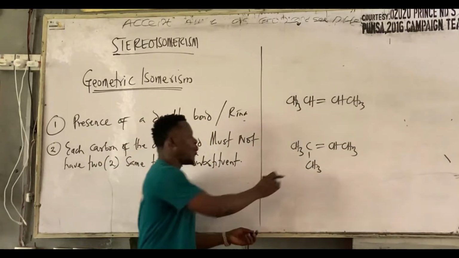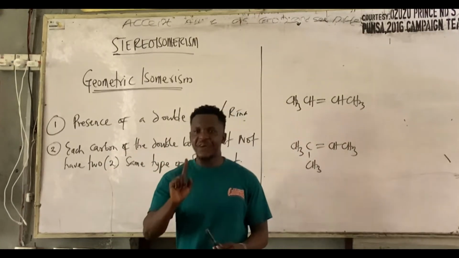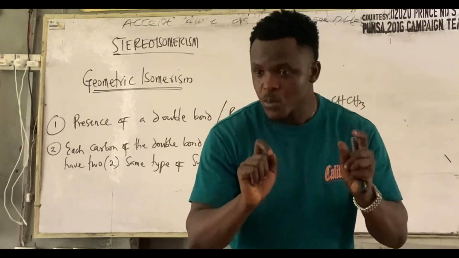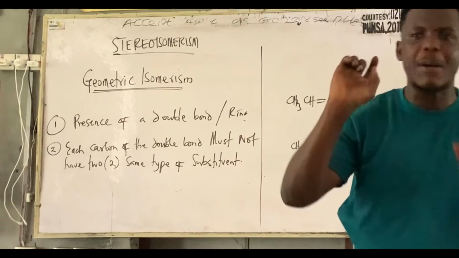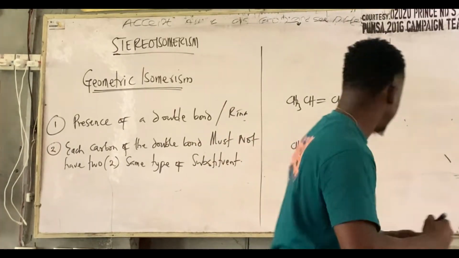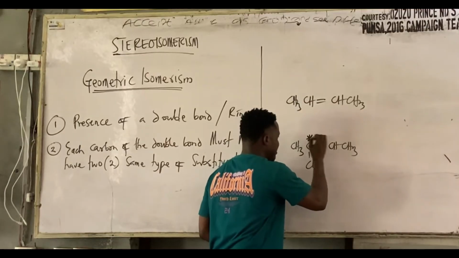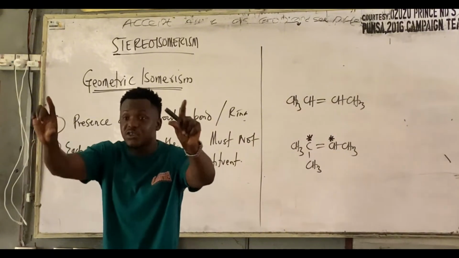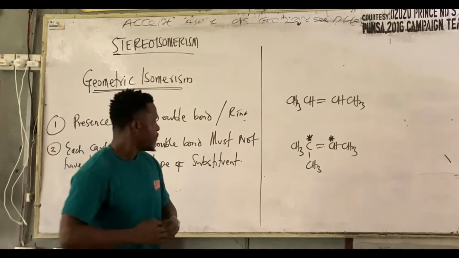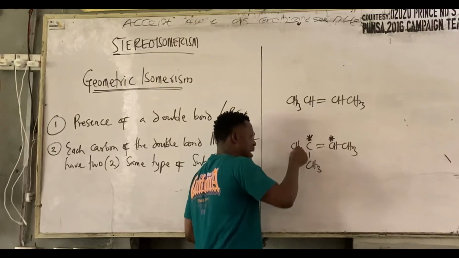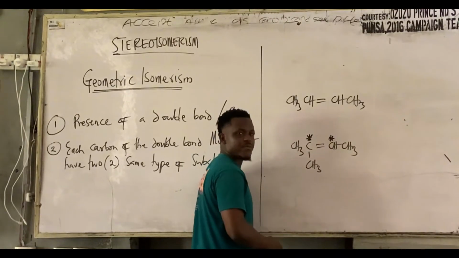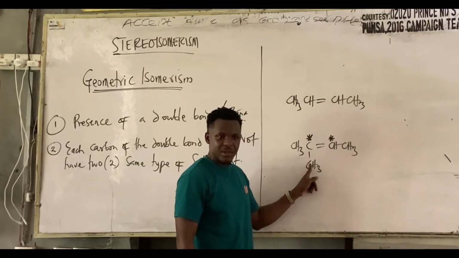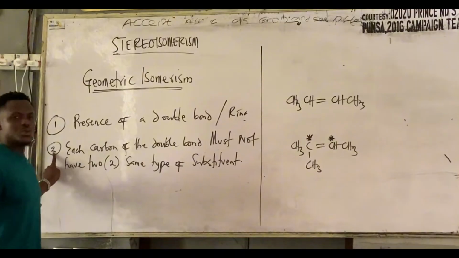Now, this second one is wrong because, first thing first, is there a double bond in that compound? Yes, but locate the two carbons of the double bond. Come here and put an asterisk. No matter how big the compound is, just locate the two carbons of the double bond. That is it. Now, let's look at the carbon. This guy is having two same type of substituents, CH3 and CH3.